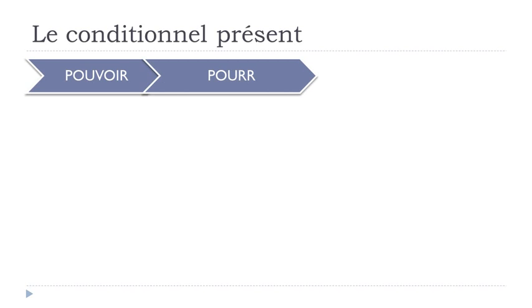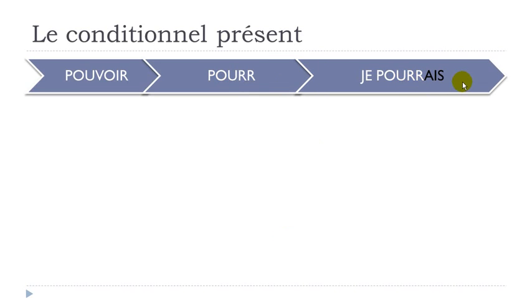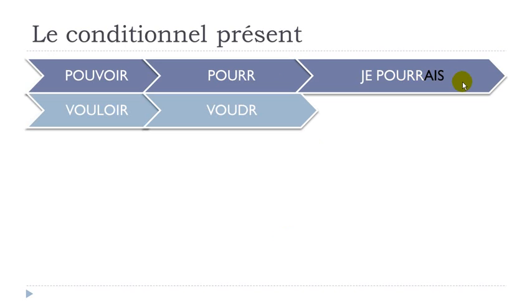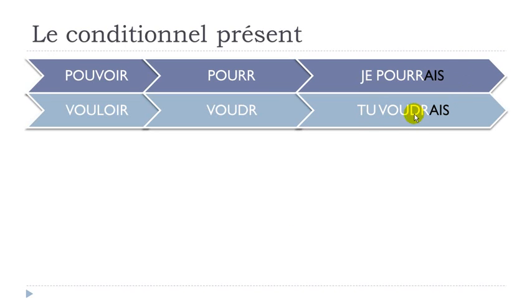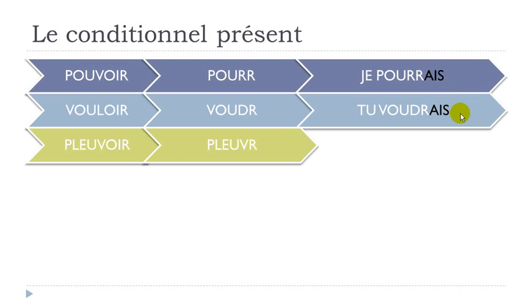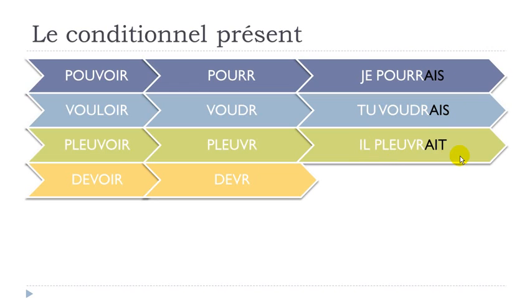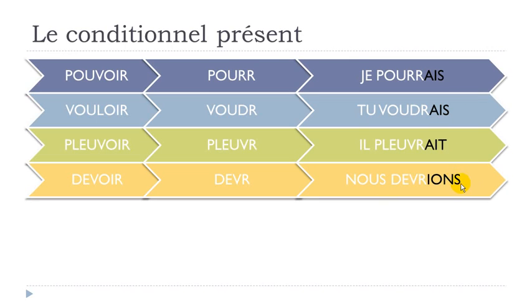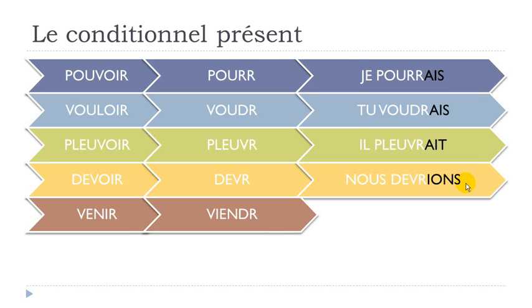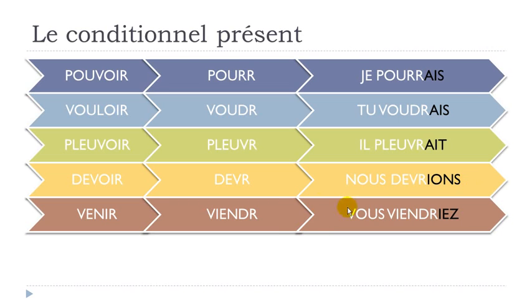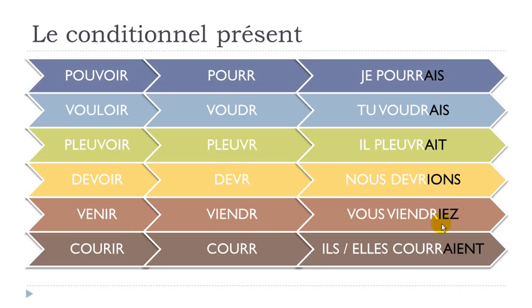Pouvoir will become pour. Je pourrais. Vouloir will become voudr. Tu voudrais. Pleuvoir will become pleuvr. Il pleuvrait. Devoir will become devr. Nous devrions. Venir will become viendr. Vous viendriez. Courir will become courr. Il courrait, elle courrait.